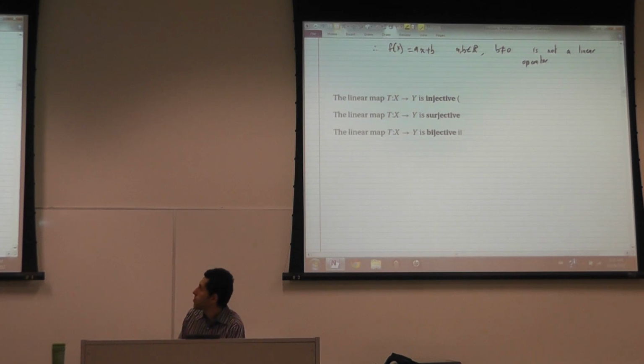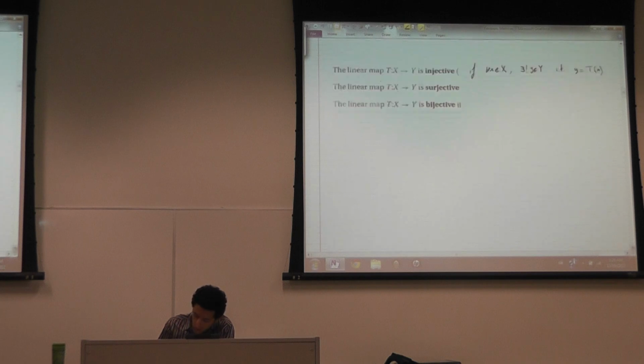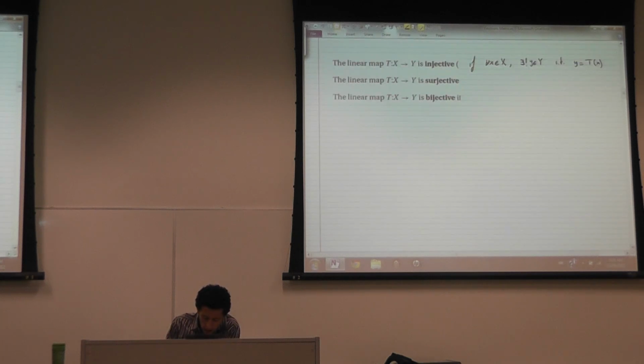An injective function is a function that takes any element in X and gives me a unique element in Y. An example? An injective map is a map that gives me a unique result.